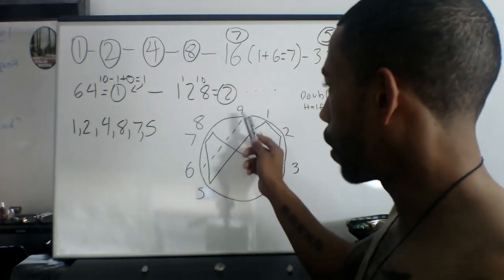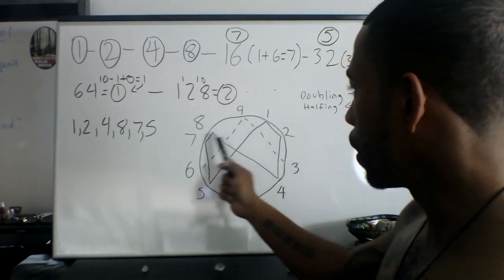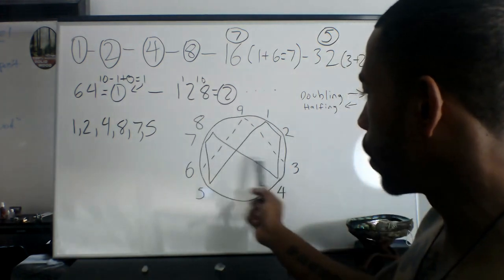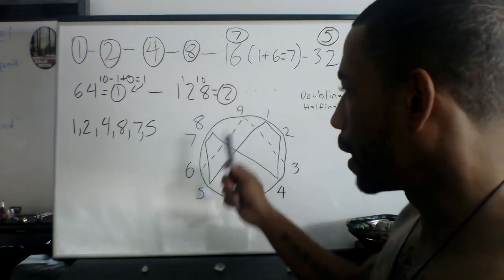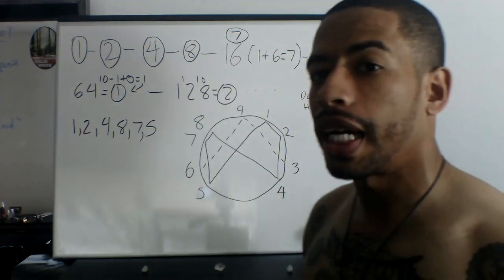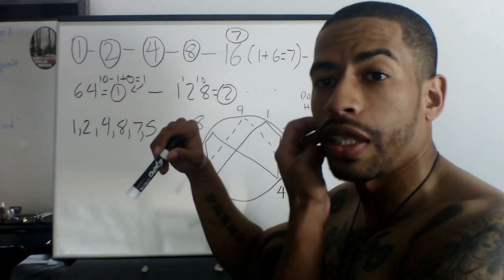Everything else follows that. Because look, the 1 and the 8 mirror 9. The 2 and the 7 mirror 9. The 3 and the 6 mirror 9. The 4 and the 5 mirror the 9. Let's do doubling with 9 and see what happens. I don't need to write on this because it's pretty self-explanatory.